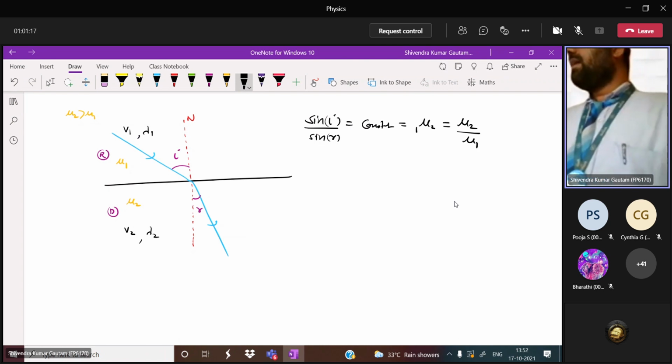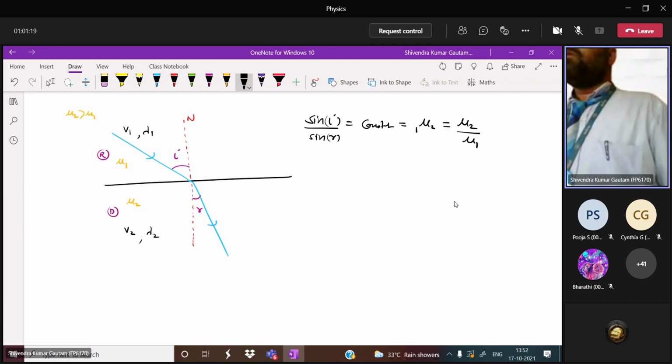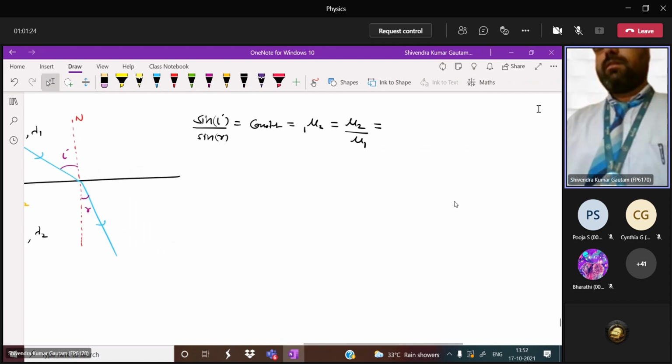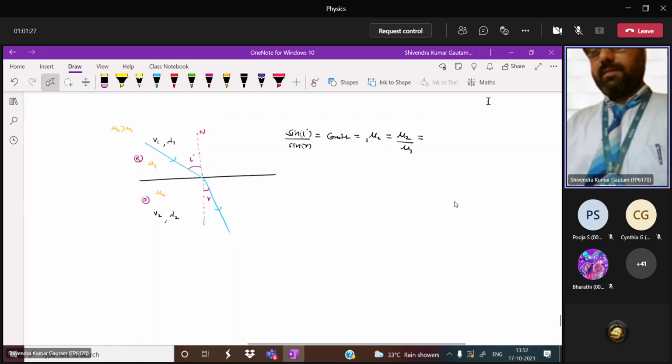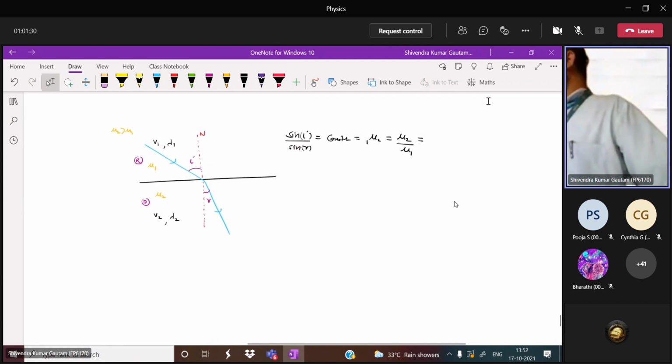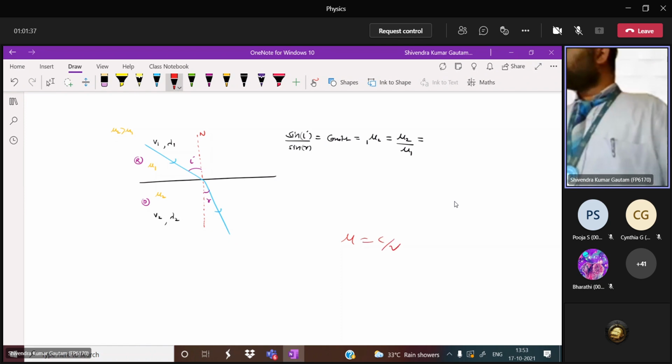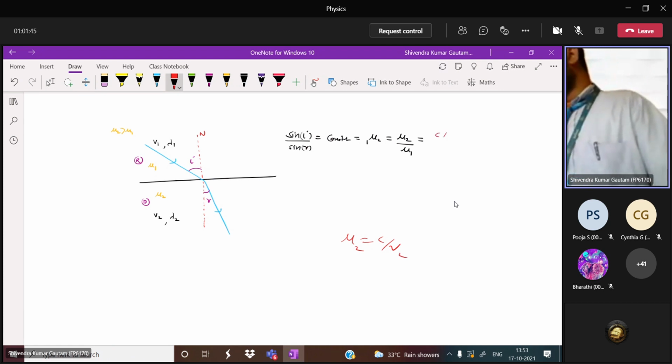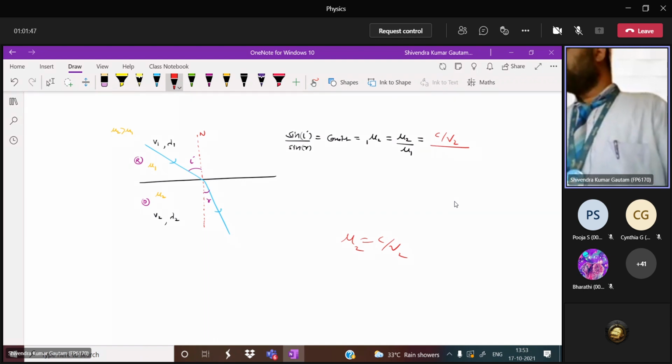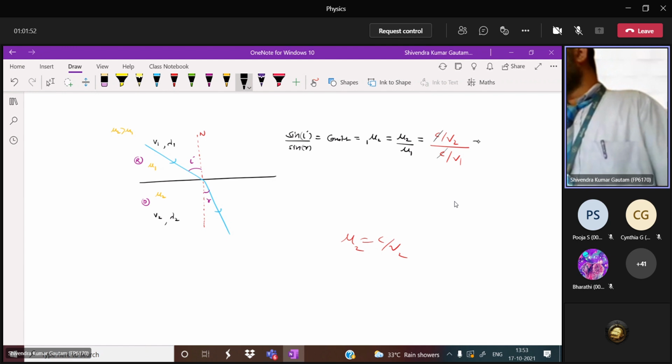So sin I by sin R is equal to mu2 by mu1. Tell me mu2 in terms of speed, what can you write here? You studied that mu is equal to c by v. So mu2 I will write as c by v2, and mu1 is c by v1. Now c cancels, what will you get?